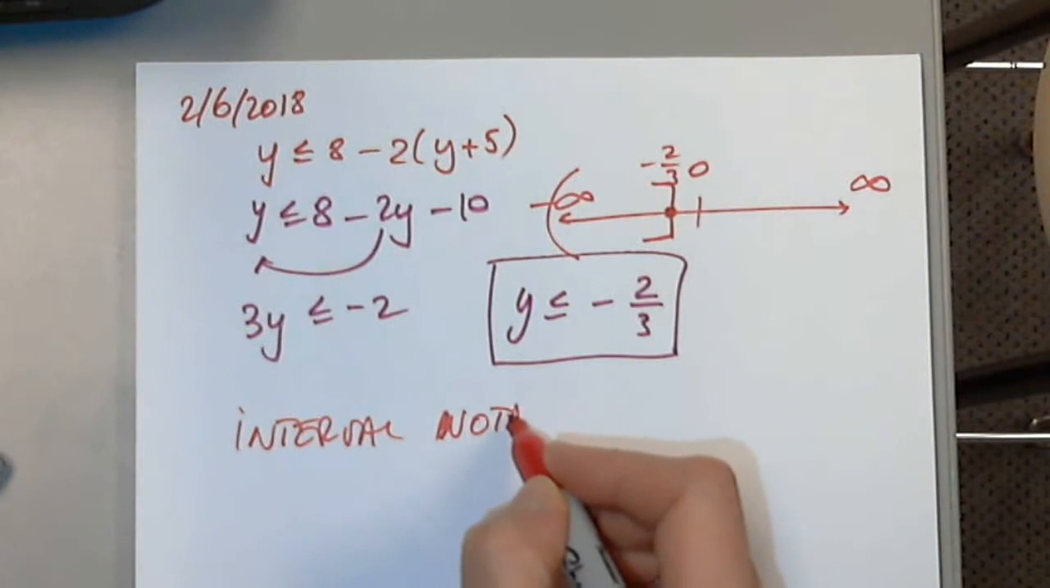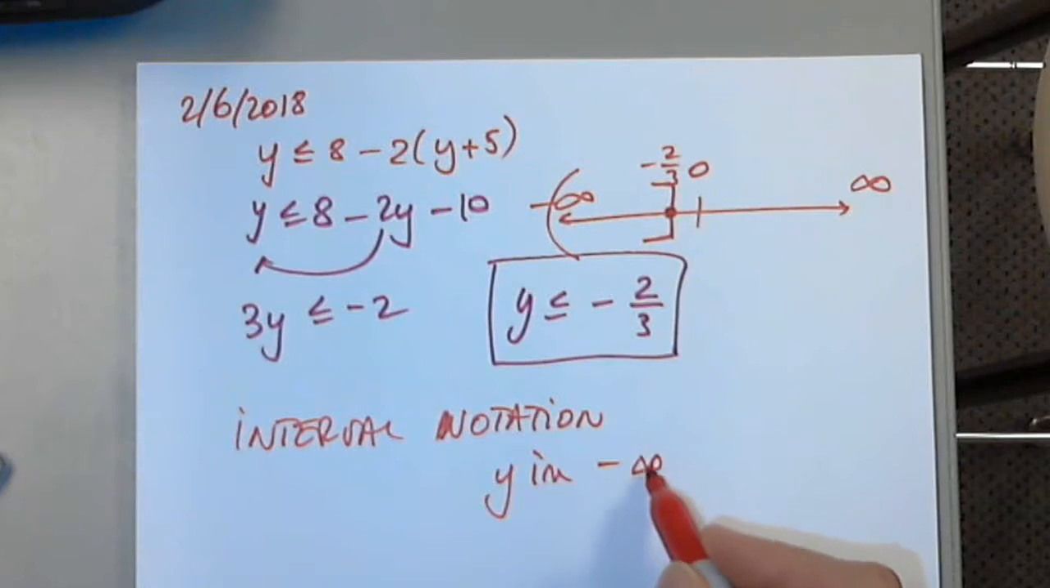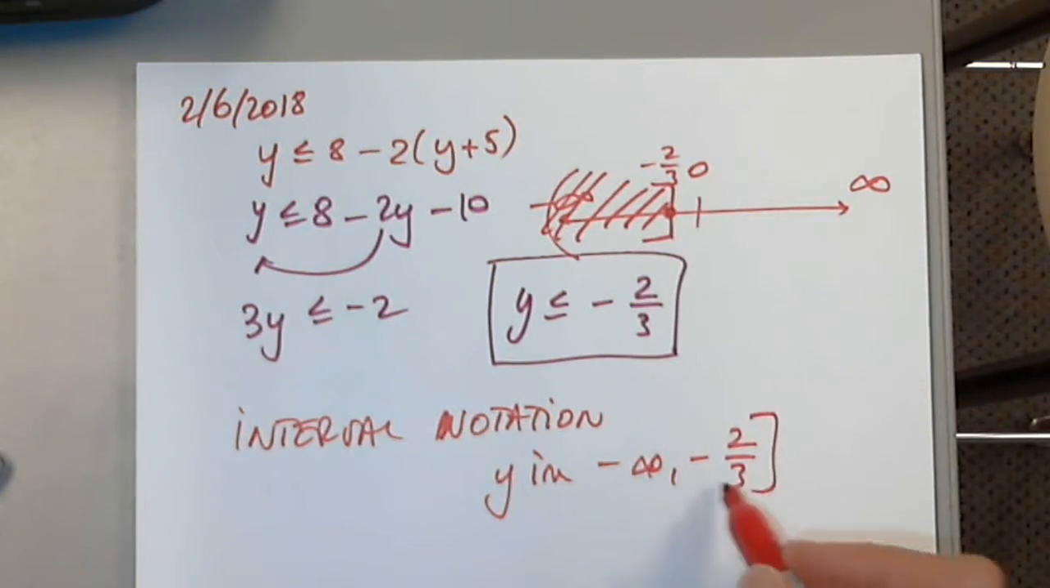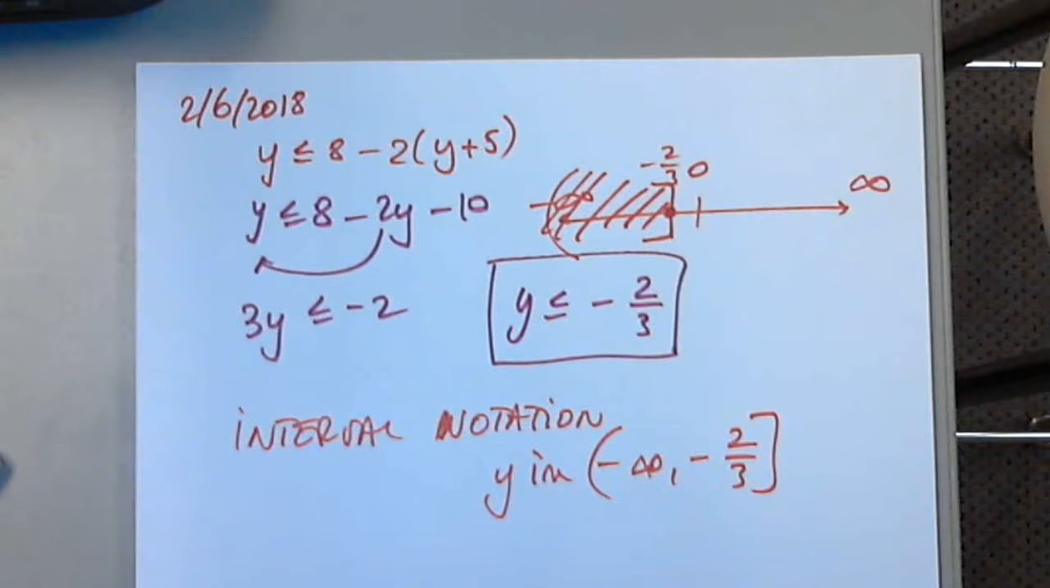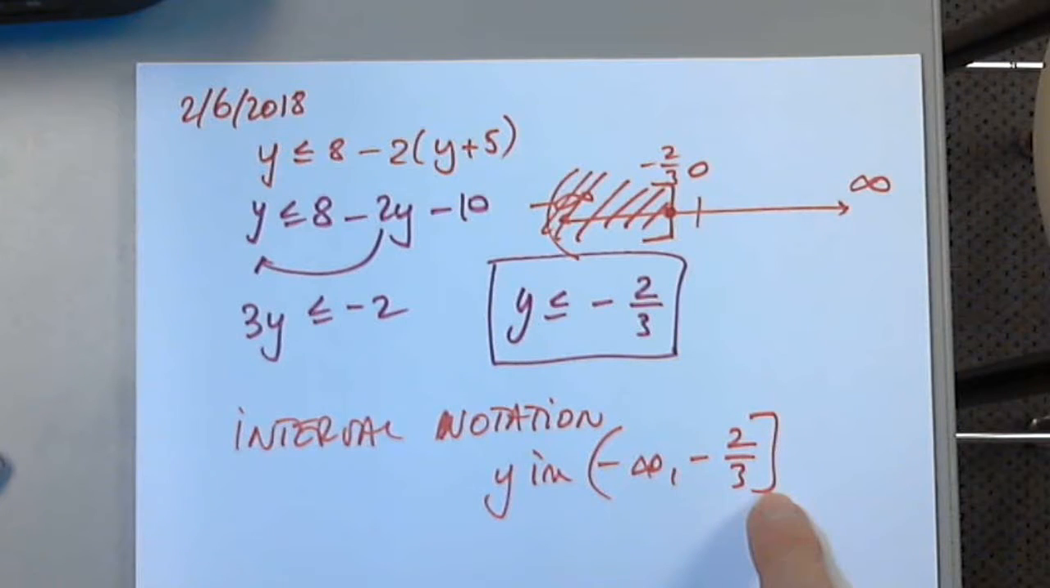So the interval notation: y is in the interval negative infinity, negative 2/3. The interval is this. Infinity will always have parentheses. Any infinity, plus or minus, parentheses. If there is an equal symbol, then we will have to represent it by a bracket. Equal symbol, bracket. Very good.